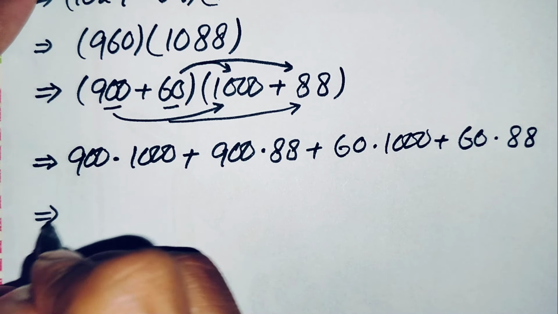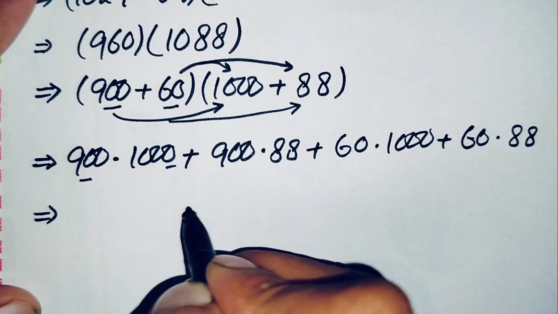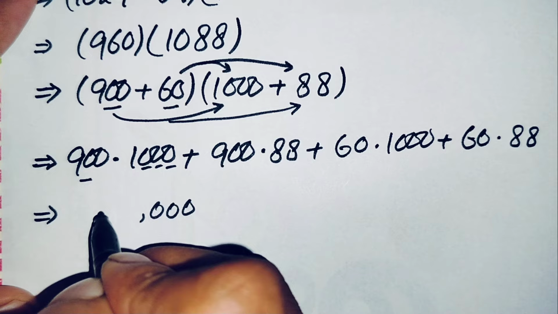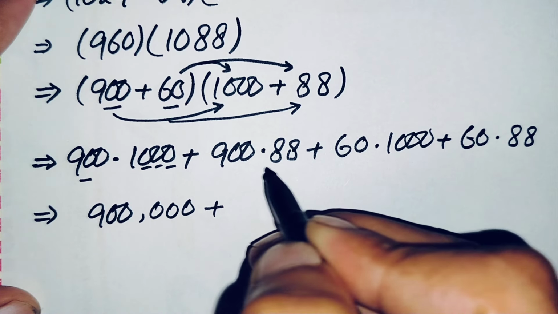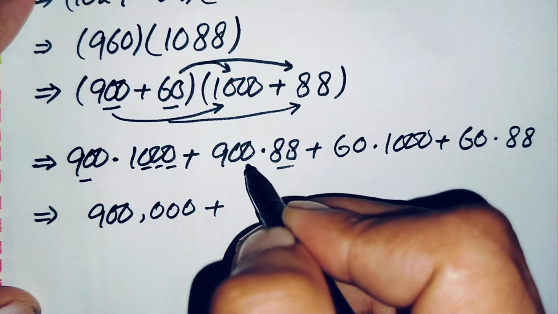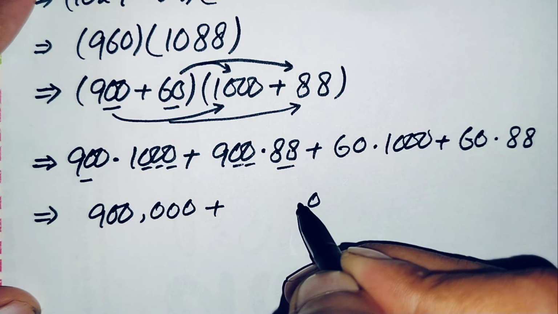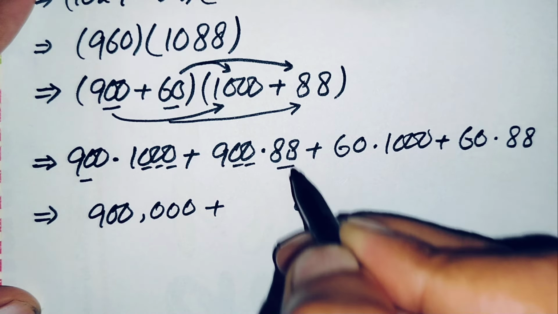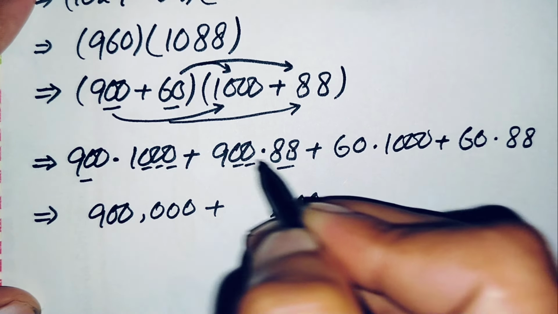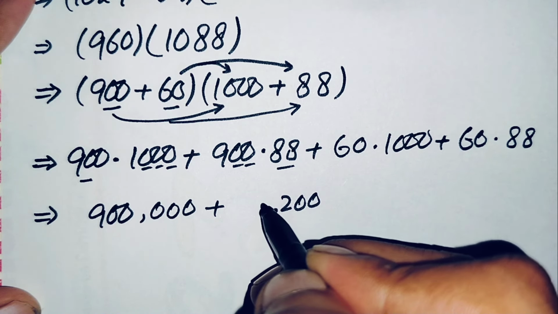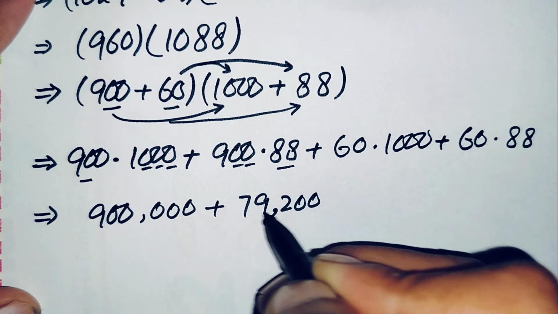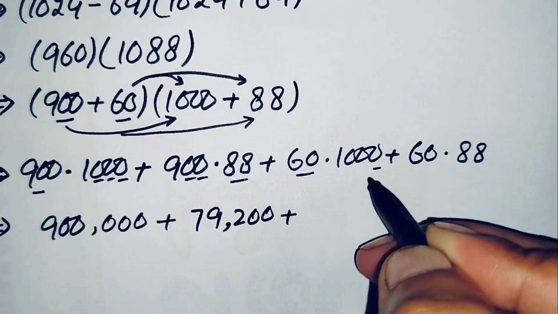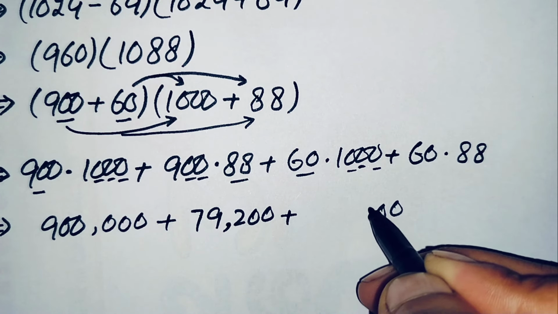So this will become here 900 times 0 is 0, and 900 times 1 is 900,000 plus. Now here we will multiply these two numbers. So here 88 times 0 is 0, 88 times 9 is, here we need to multiply 88 with 9. So 9 times 8 is 72, 2, 7 will be carried. 9 times 8 is 72, 72 plus 7 is 79. So this gives 79,200 plus.